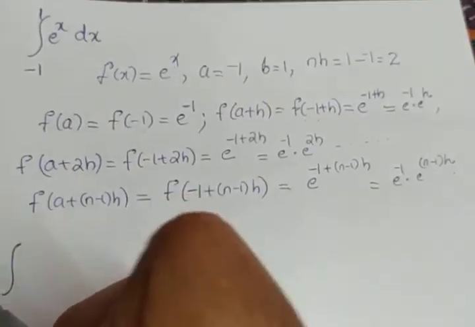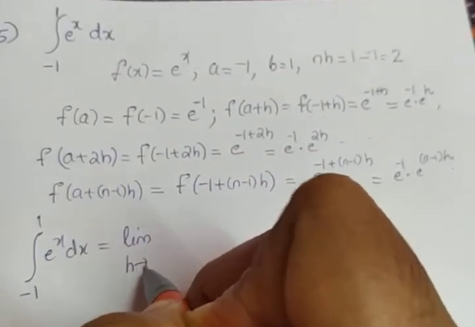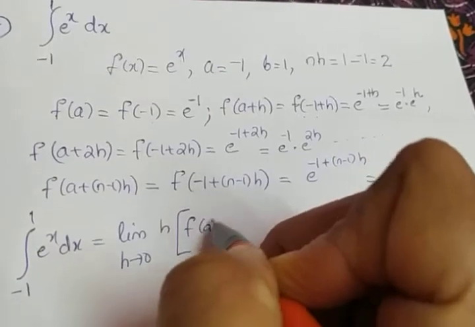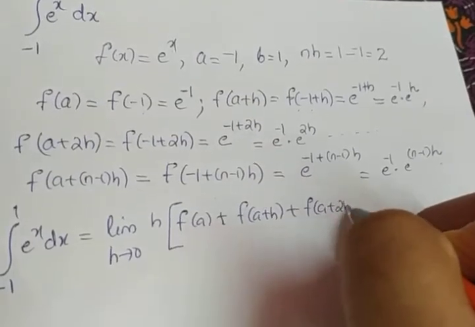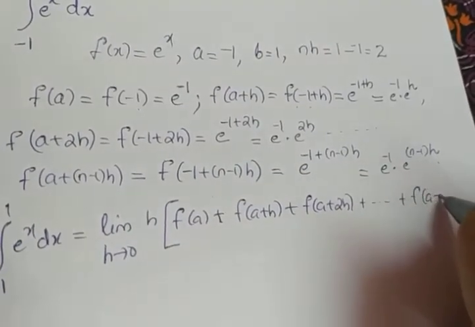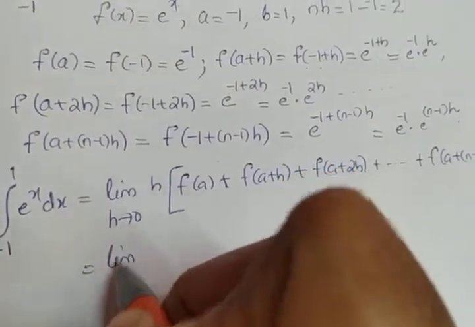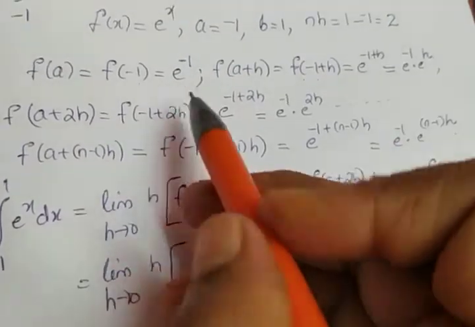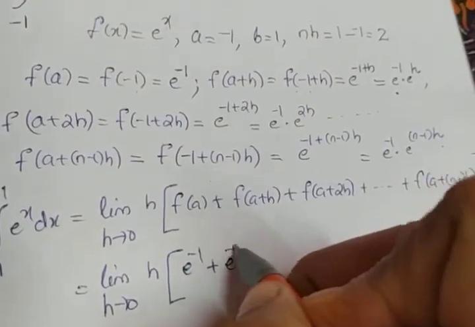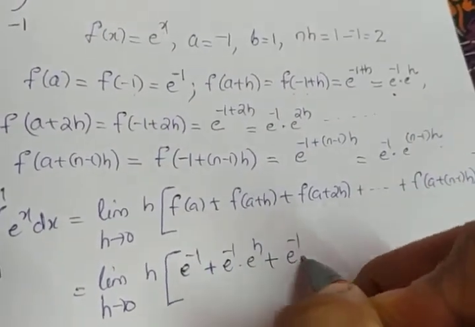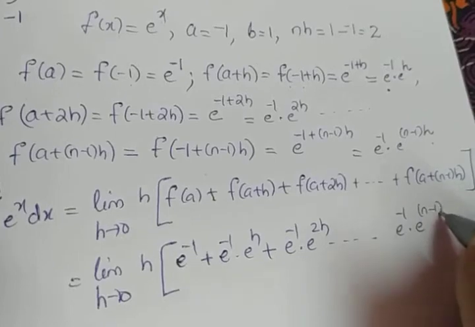Again, what we will do? We will write the formula. Integral from minus 1 to 1 of e raised to x dx is equal to limit h tends to 0 of h into f of a plus f of a plus h plus f of a plus 2h plus etc. plus f of a plus n minus 1 into h. Substitute all the values. Limit h tends to 0, h into, what is f of a? f of a is e raised to minus 1. Plus the next value is e raised to minus 1 into e raised to h. The next value is e raised to minus 1 into e raised to 2h, etc. e raised to minus 1 into e raised to n minus 1 into h.